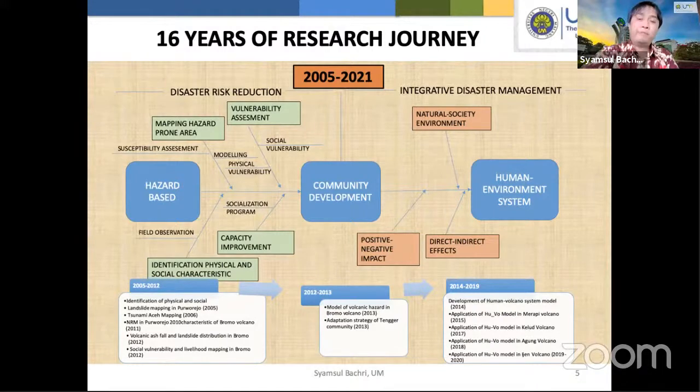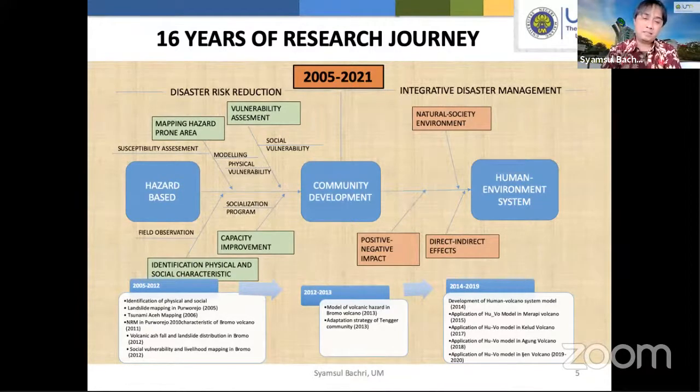From 2005 until 2010, me as a person who studies disasters, I worked mainly on the physical side. I did some mapping of the hazard. I did the calculation of the risks, the vulnerability, the capacity. It's really in the hazard area.